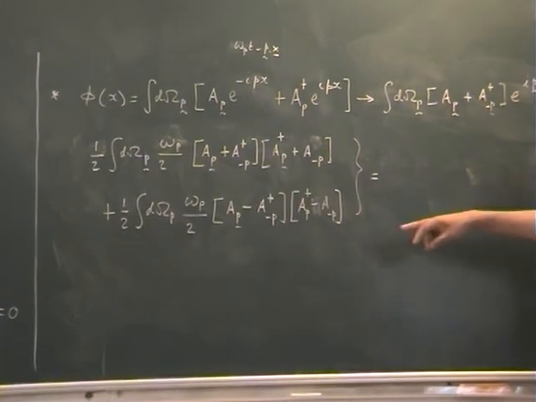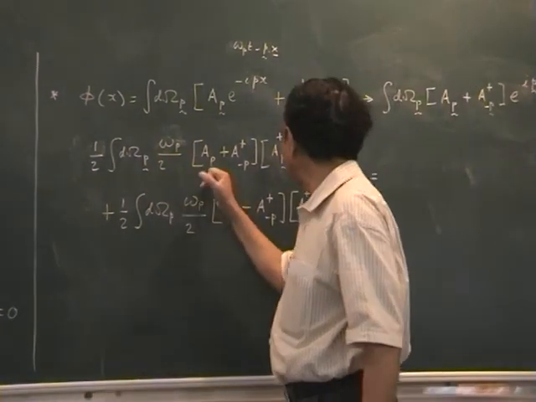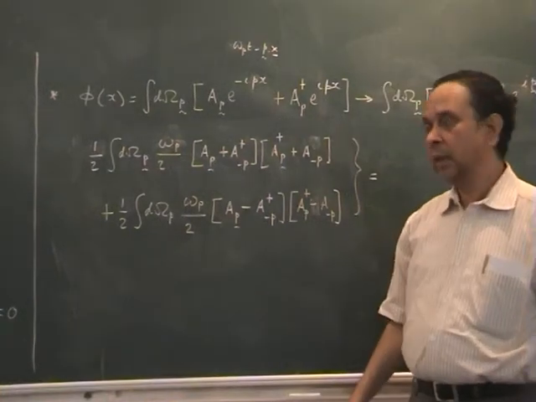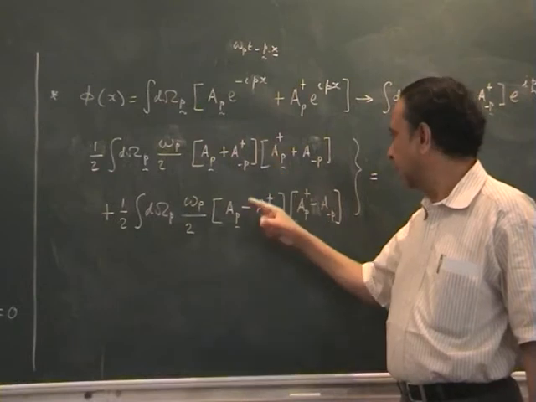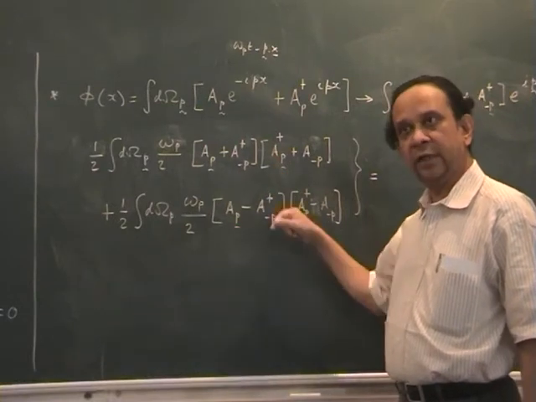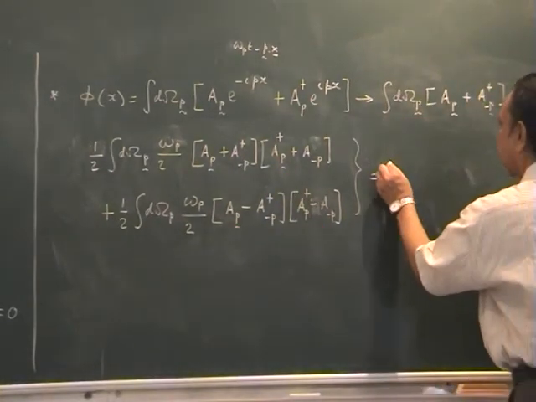Okay, so everything up to this point goes for a ride, and I only have to work with this. Now you find that there is an AP and an AP dagger, and there is an AP and an AP dagger. They are going to come with the same sign. So let us start with that.